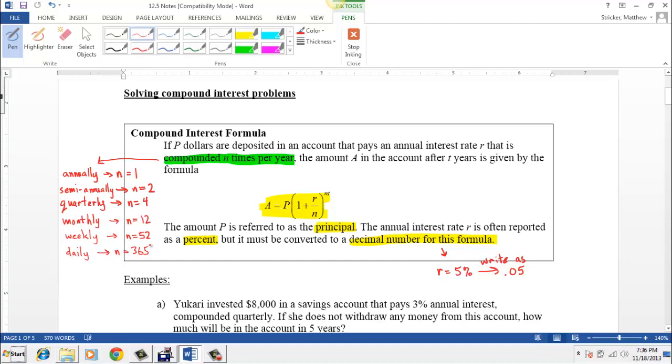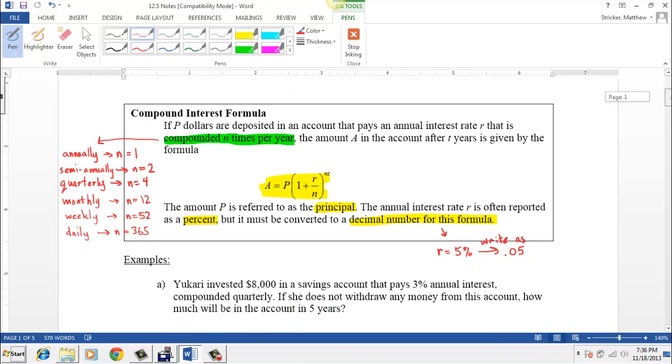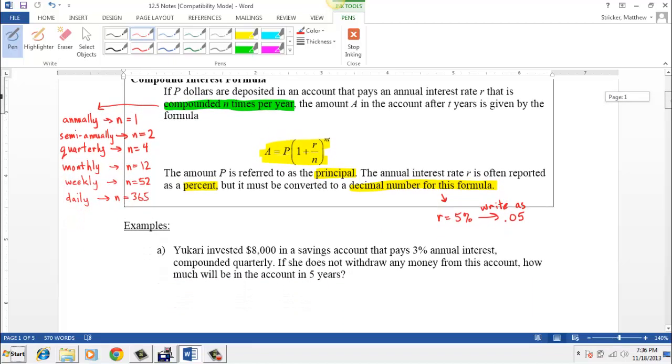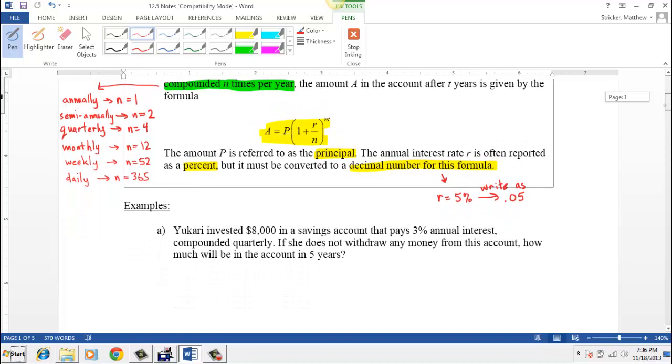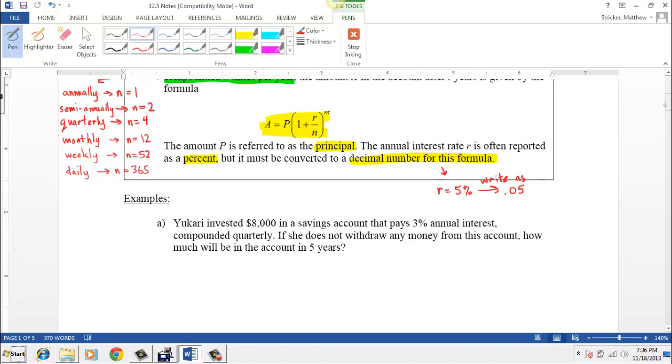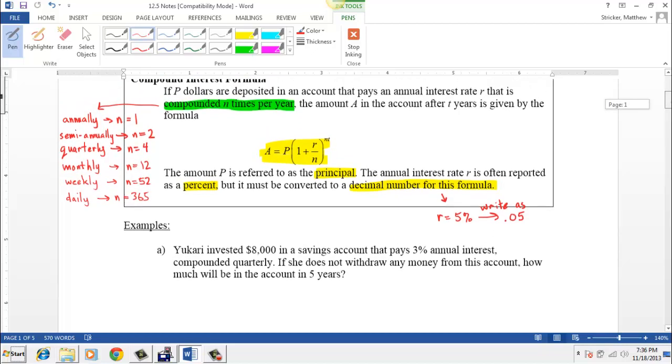So you're going to want to become familiar with those words. Any of those words could be used in a problem, and I think you probably pretty much already know what those words mean, but if not, there they are for your notes. So we have an example here. It says Yukari invested $8,000 in a savings account that pays 3% annual interest compounded quarterly. If she does not withdraw any money from this account, how much will be in the account after 5 years?